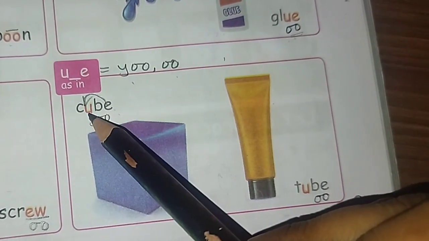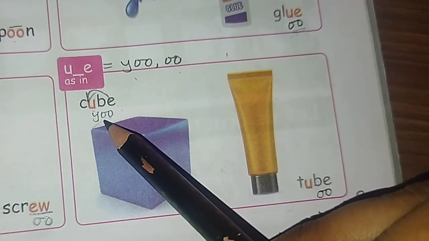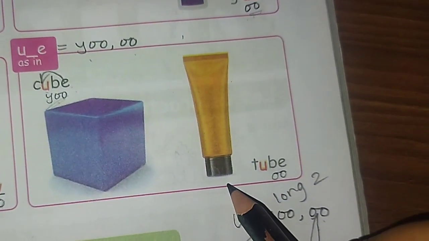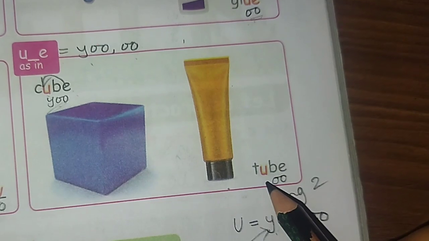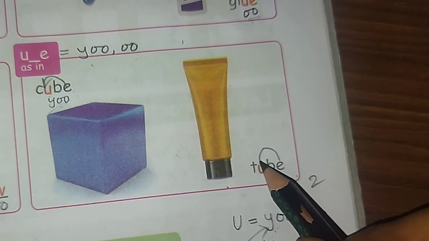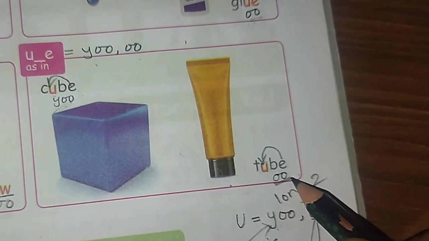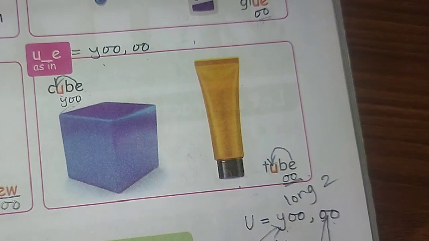Cube. E is making U tell its long sound. Here, U is telling the U sound. Here you see T. Tube. Here, E is making U tell its long sound, but it's telling the oo sound. Tube. Okay.